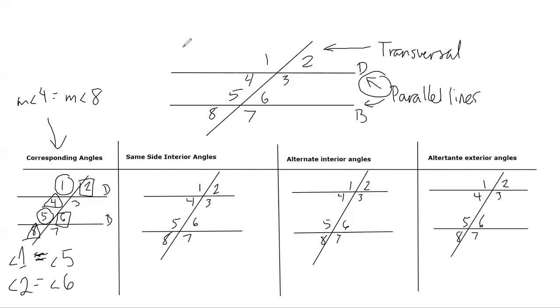And that leaves only one pair that we haven't said: measure angle 3 and measure angle 7. Okay, do you think that measure angle 3 and measure angle 7 are considered corresponding angles? Do you think they're going to be equal to each other? Well, the answer is yes. Measure angle 3 is equal to measure angle 7.